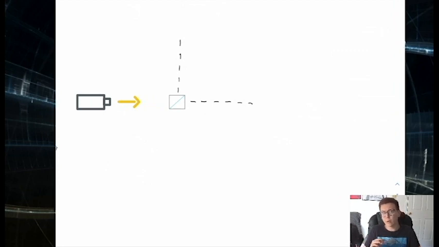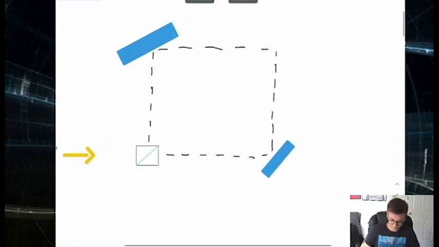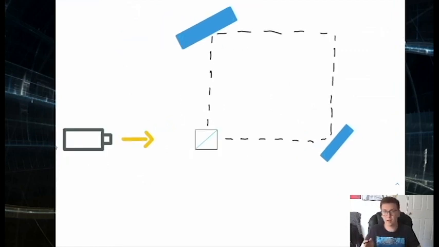Now let's add two mirrors to these paths. These mirrors are angled at 45 degrees, which means they will reflect our photons 90 degrees. So if we follow the paths of our photons after they're reflected, they should meet up again on this right corner. So this is what our experiment looks like up to this point.